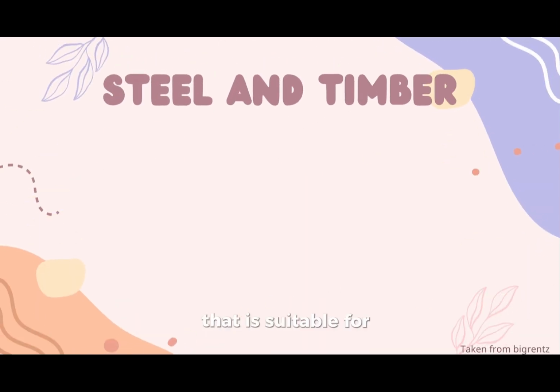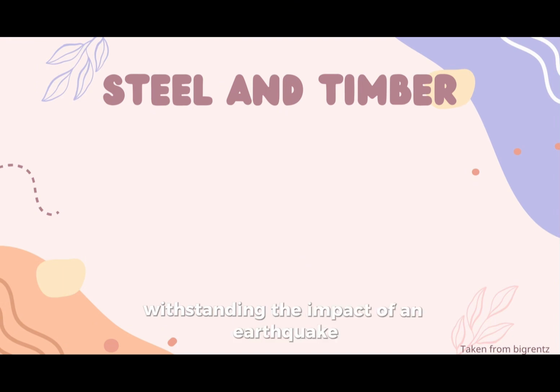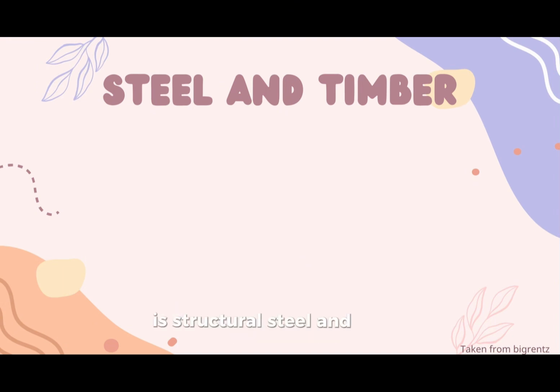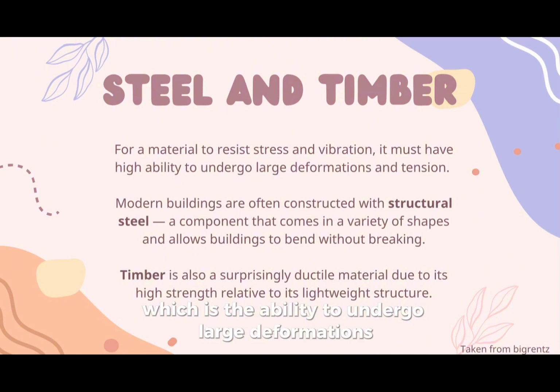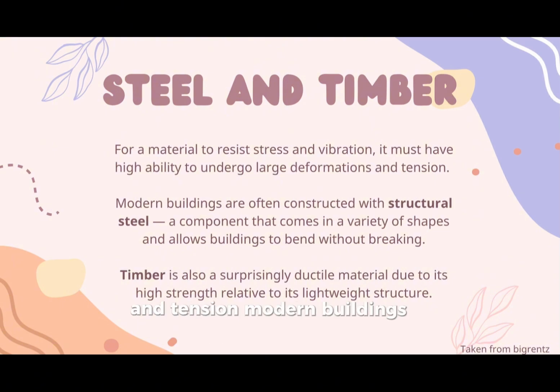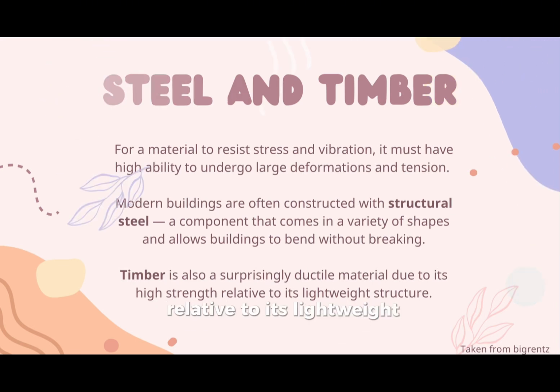One earthquake-resistant material that is suitable for withstanding the impact of an earthquake is structural steel and timber. For a material to resist stress and vibration, it must have high ductility, which is the ability to undergo large deformations and tension. Modern buildings are often constructed with structural steel, which is a component that comes in a variety of shapes and allows buildings to bend without breaking. Timber is also a surprisingly ductile material due to its high strength relative to its lightweight structure.